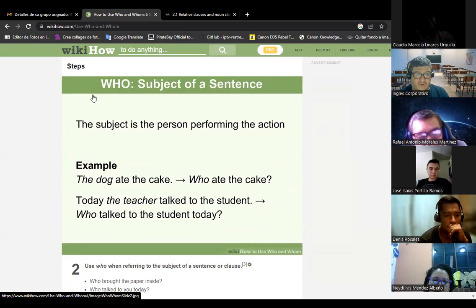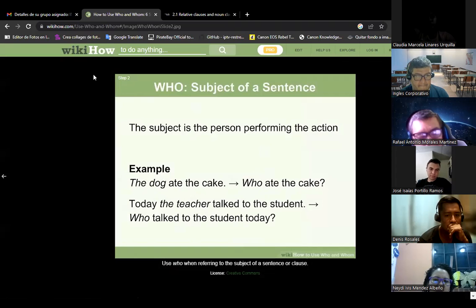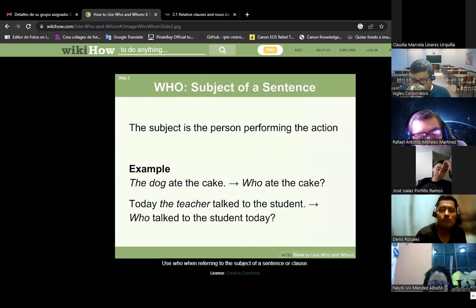That's very simple to understand this, right? Who? The subject of the sentence. Who won the World Cup this year?